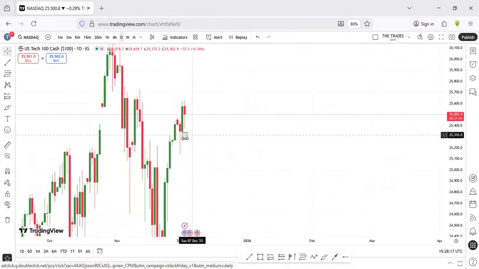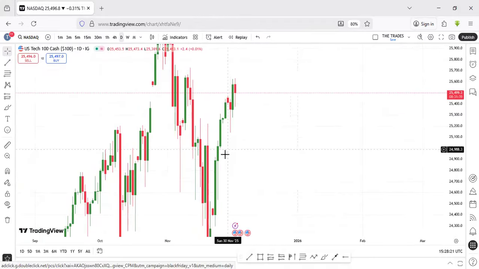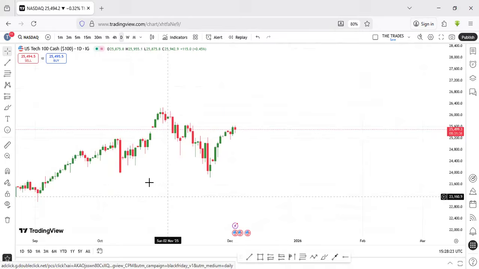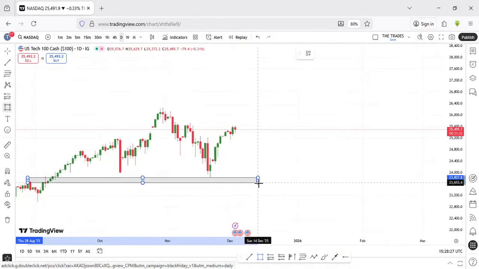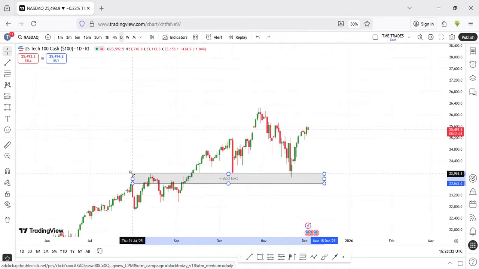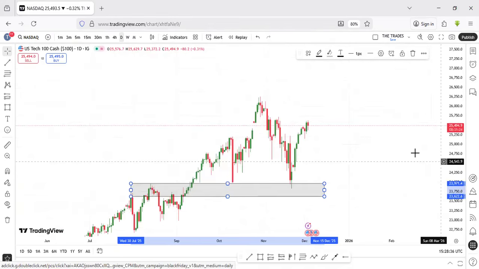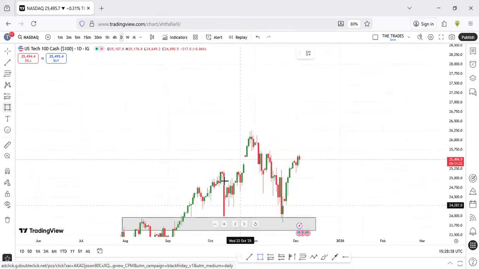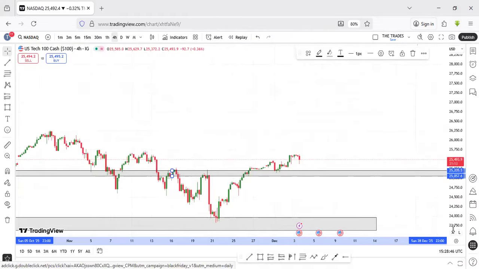NAS100. Okay, let's delete this. As you can see, we have a market that came down to test a strong level of resistance turned to support. And the market is currently reacting from that place today upside. And when you look at it, you will discover that this area of resistance, the market had already broken it, and it has turned to support. So having this in mind, let's drop down to 4 hours.